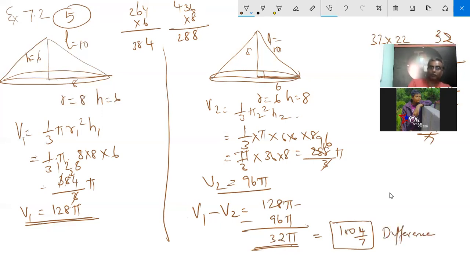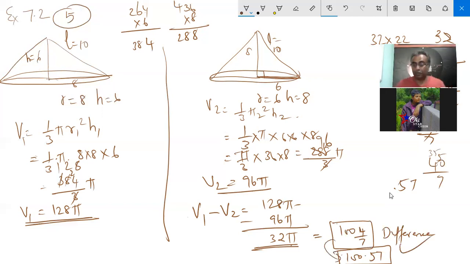If you want, you can put this in decimal. 104 by 7, you will get 5. In 40 it goes 5 times, 35. Another 5 is remaining. In 50 it goes 7. So you can say 14.857. Both are equal, same thing. Either answer is correct. Okay, I'm going to post this in your WhatsApp now. Very simple sum. Do you understand this sum? Very simple sum.